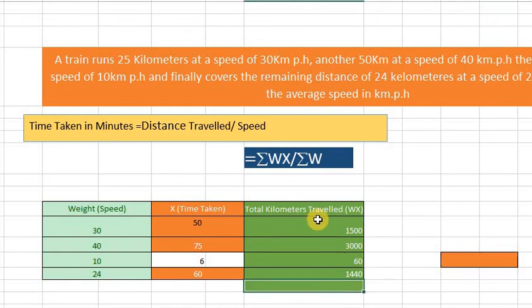I'll take the summation of wx here. So the total of the wx column, from 1500 to 1440, is 6000. Again we need to calculate the summation w. So I'll take the total of speed here.